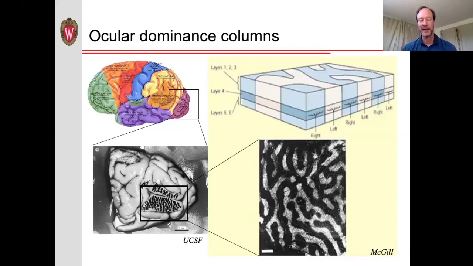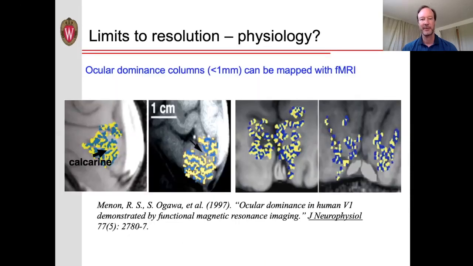Well, it turns out we can actually get pretty good resolution with fMRI. Now, if you look at the signal from the left and the right eye in the visual cortex, they're organized in a pattern called ocular dominance columns. These columns are on the order of about 1 millimeter or so apart from one another. And that is what's shown here using an optical imaging technique. It turns out that we can actually measure these ocular dominance columns using fMRI, as shown here in this study from Ravi Menon and Seiji Ogawa.